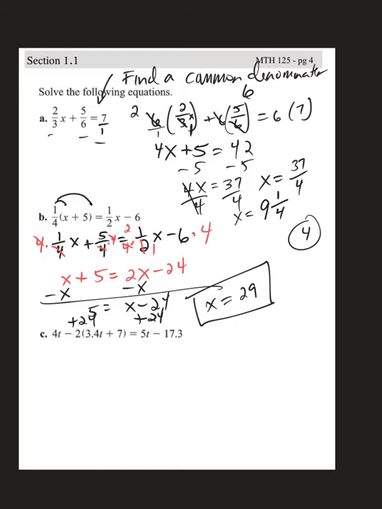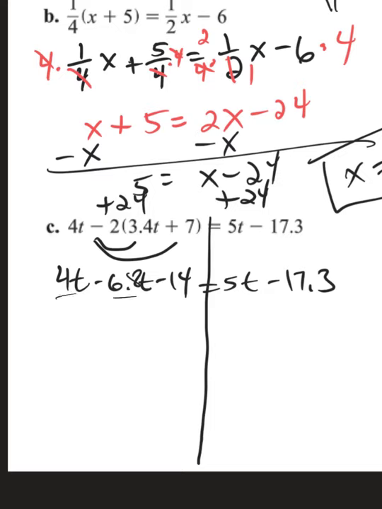C, the last one, this is probably going to be review for you. Anytime you're solving an equation, it's good to be reminded that you should simplify both sides before doing anything with adding or subtracting to start removing stuff. So we have to simplify the left-hand side by distributing our -2. And I have to combine like terms here. 4t combined with a -6.8t is -2.8t.